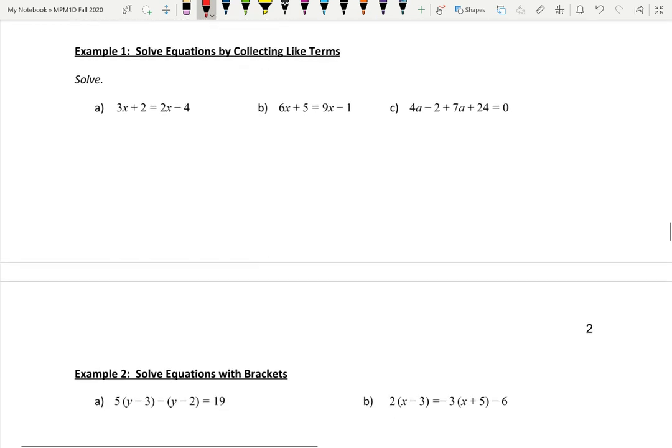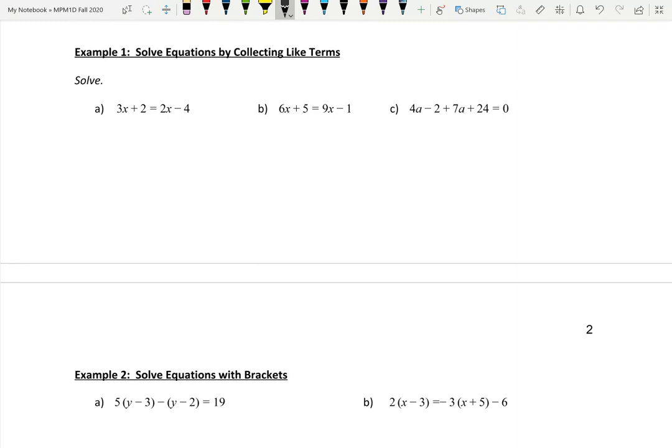So let's look at this. 3x plus 2 is equal to 2x minus 4. Okay, so we have two unknown variable terms. So we want to collect like terms. 3x and 2x are like terms. They're both x terms. So we want them to be on the same side of the equal sign as each other. And then our constants, 2 and negative 4, we want those to be on the same side of the equal sign so that we can simplify those.